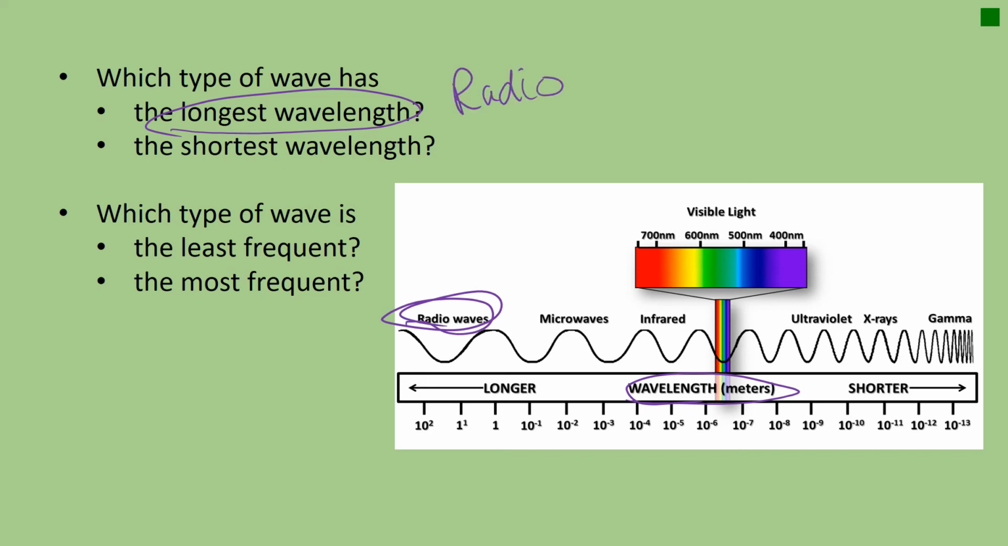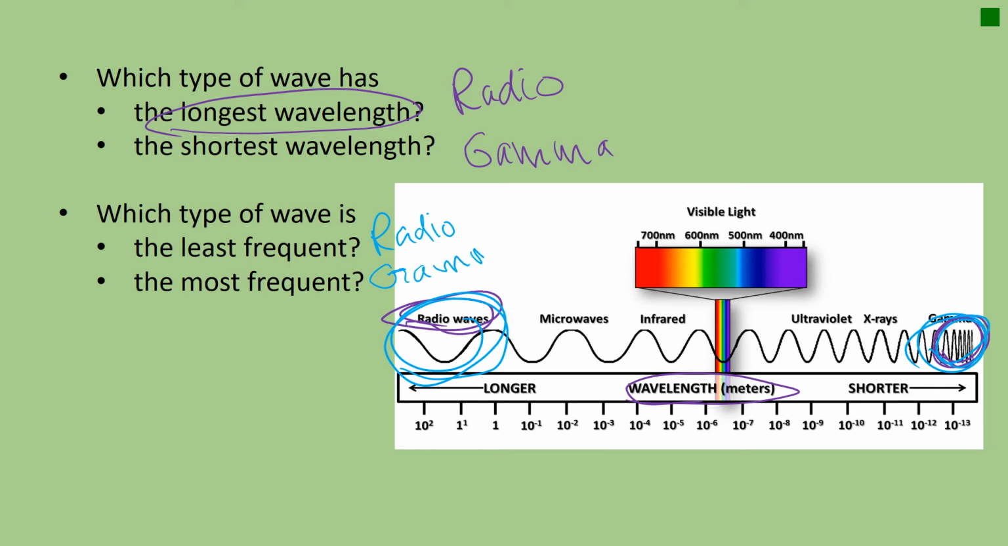What has the shortest wavelength? Well, that'd be the opposite. You look on this end, and those look really close together, so that means they're very short, and these would be gamma. What type of wave is the least frequent? Meaning I don't see it the most. That would be, once again, radio waves. Notice that they are opposite. And then the most frequent would be your gamma.